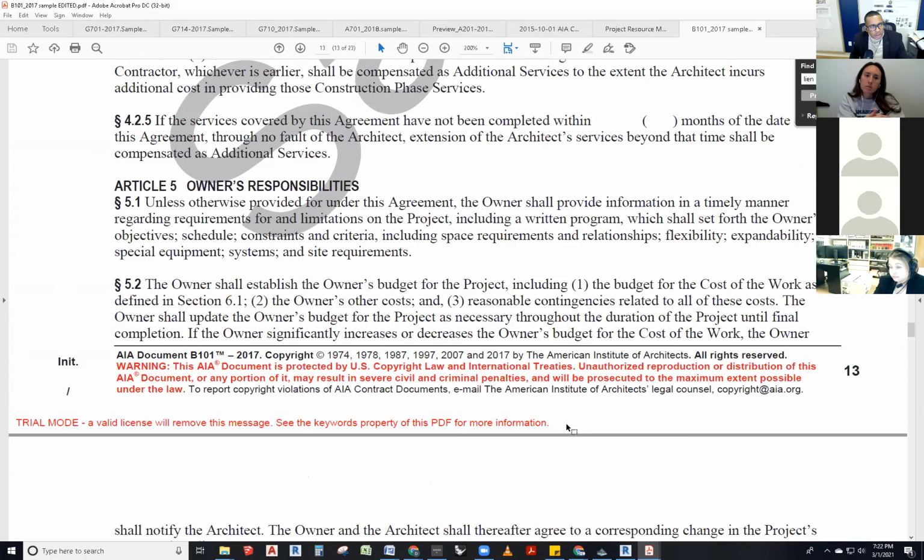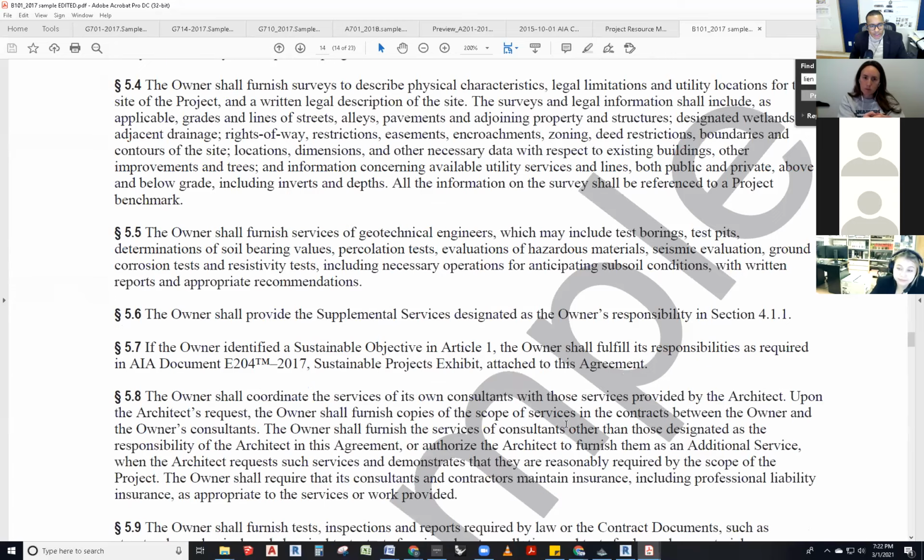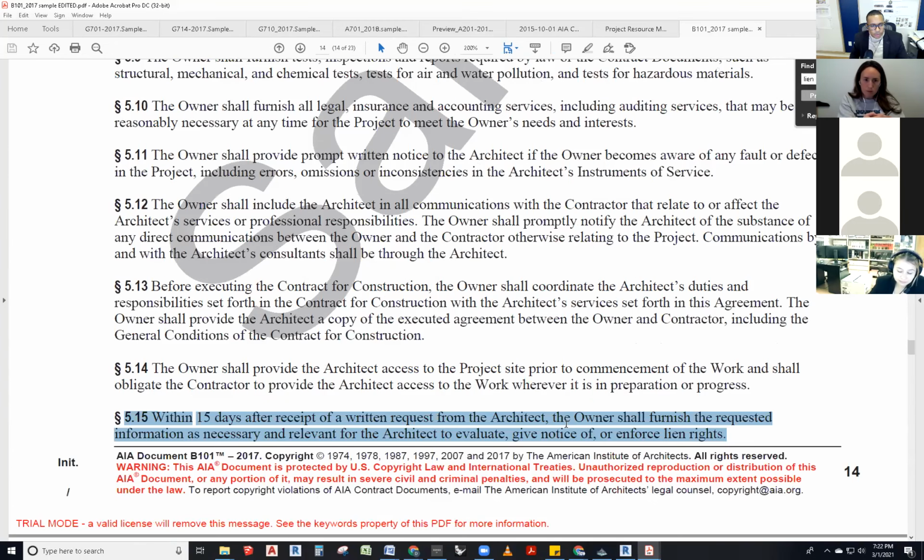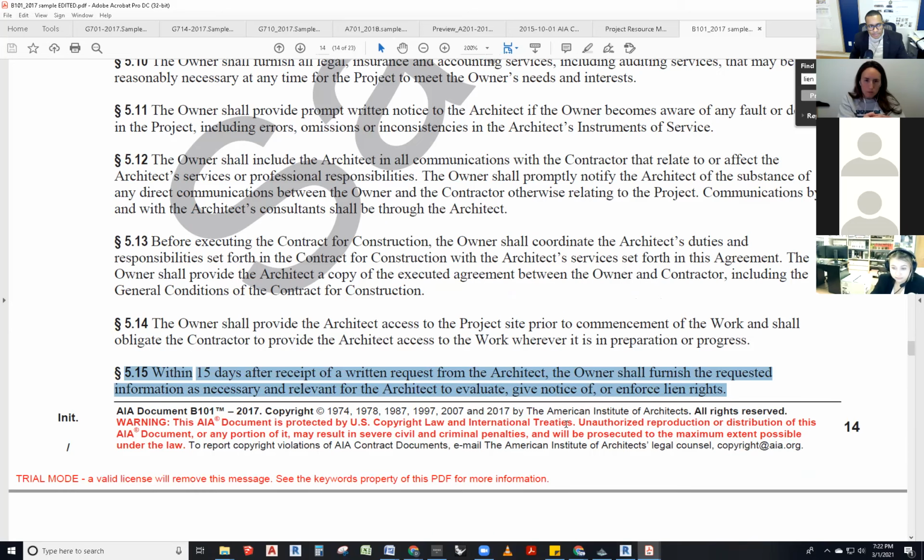And that's under the owner's responsibilities. The owner has to give the architect enough information so that they could, if they needed to, place a lien on the property. This is not for the contractor. This is not regarding the contractor. This is regarding us with them. This is B101. Does that make it clear?